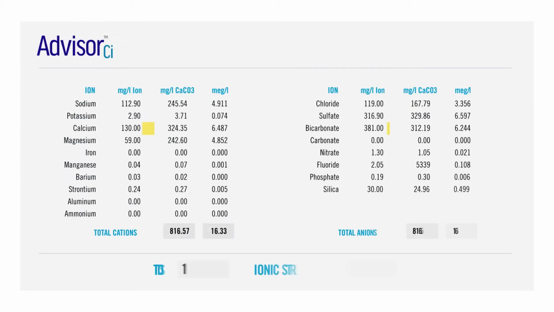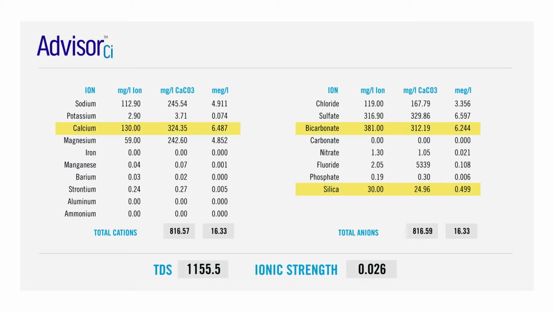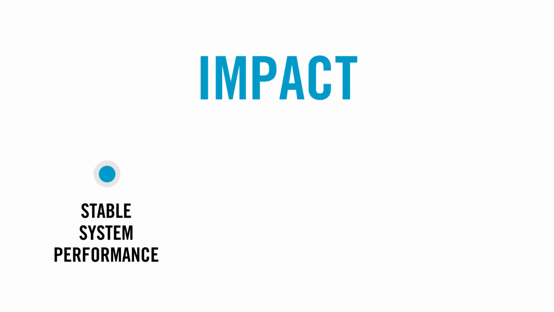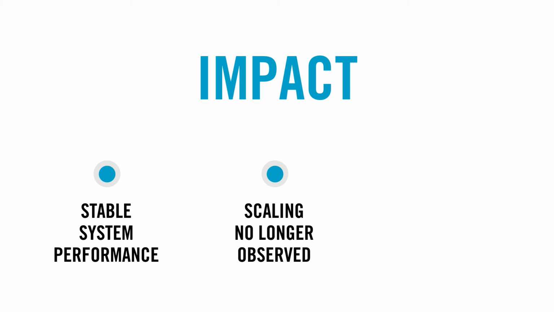During this time, an updated water analysis was performed, and Avista Advisor CI was used to predict what scales would form and what antiscalant was needed to prevent them. Vitek 4000 was chosen to inhibit both silica and calcium carbonate. After Vitek 4000 was put online, the site achieved stable system performance. Scaling was no longer observed in the last stage of the system.